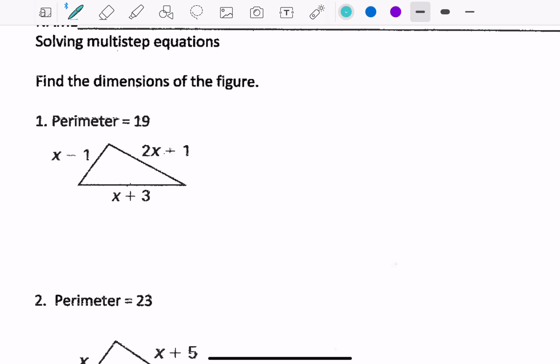So we know that the perimeter of a figure is the distance around the figure, so we have to add up all the sides to get this equation set up so that we can solve it. So the three sides, we have x minus 1, 2x plus 1, and x plus 3. So what we're going to do over here is we're just going to add those up. So x minus 1 plus 2x plus 1 plus x plus 3. And we know when we add those sides together, it's going to equal the distance around, which they told us was 19. So now I'm going to solve this multi-step equation.